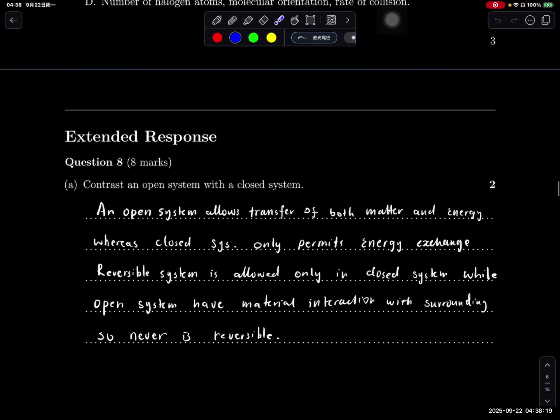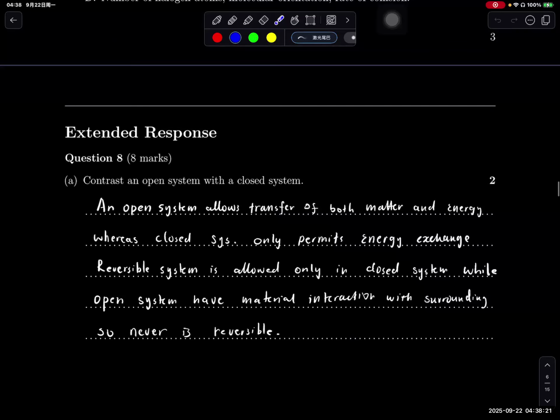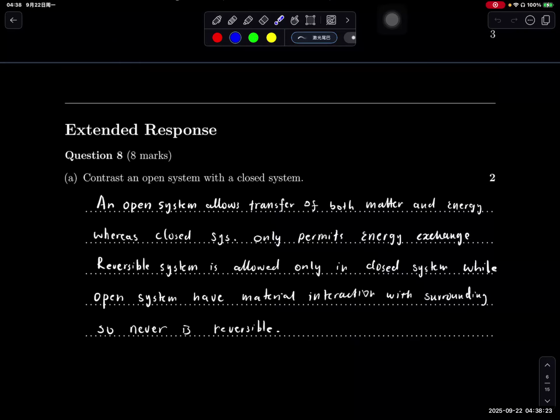Right, so let's then move on to the extended responses. 8A says to contrast an open system with a closed system, you could say that an open system transfers both matter and energy, whereas a closed system only permits energy exchange. This is just outlining the significant differences.